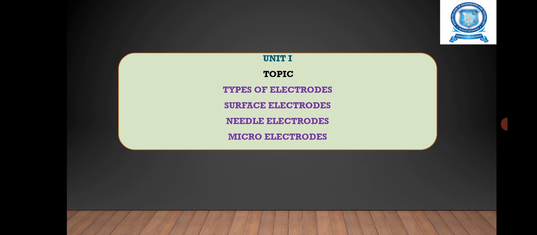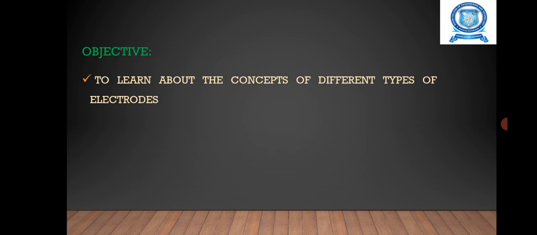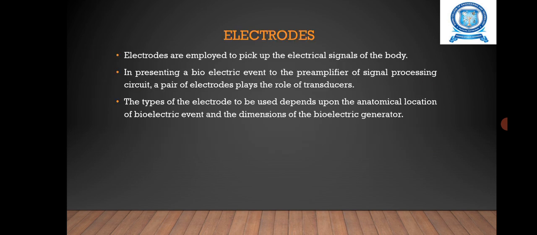Unit 1, Topic: Types of Electrodes: Surface Electrodes, Needle Electrodes, and Microelectrodes. Objective: to learn about the concepts of different types of electrodes. Electrodes are employed to pick up the electrical signals of the body.